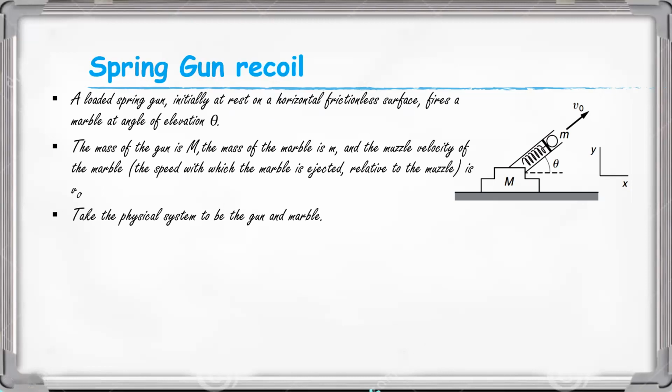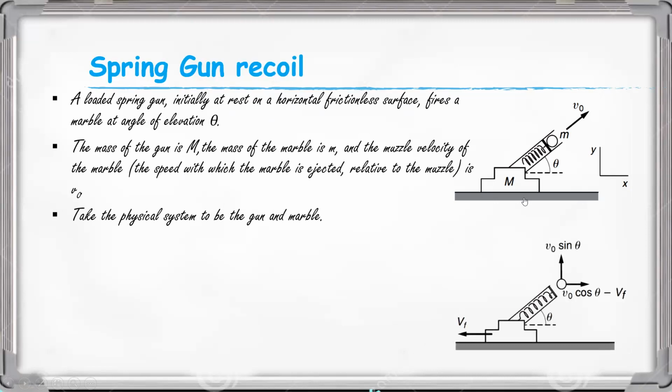Take the physical system to be the gun and the marble. We do not bother about the surface. Here we consider the components of velocity after detaching the marble.